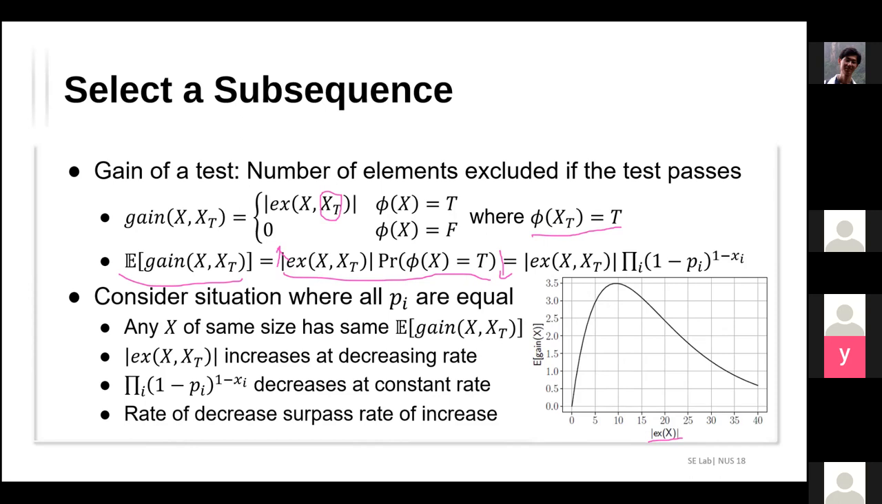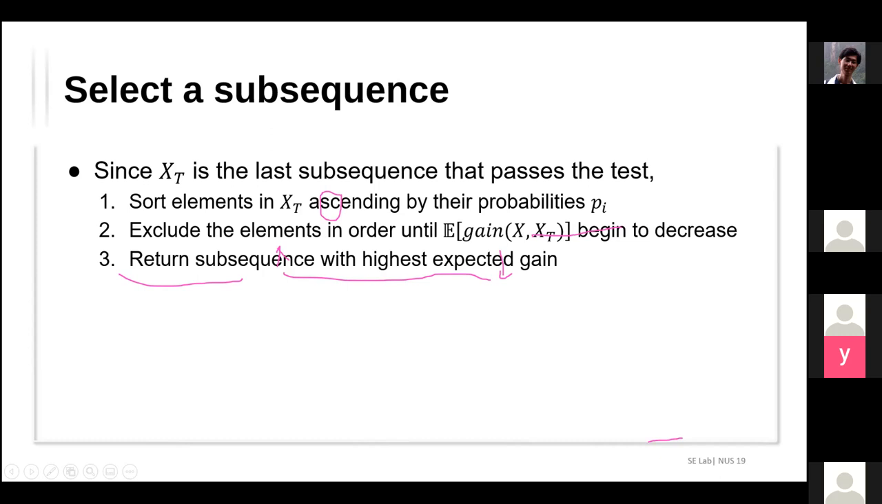Okay. Essentially that's it for the graph itself. Since XT is the last subsequence that passed the test, we sort all the elements in XT in an ascending manner based on their probability. A higher probability means that it's more likely to be kept in the sequence, and a lower probability means it's less likely to be kept. Then we exclude the elements in order until the expected gains begin to decrease. From there, we return the subsequence with the highest expected gain. Okay, so this is also pretty clear cut.